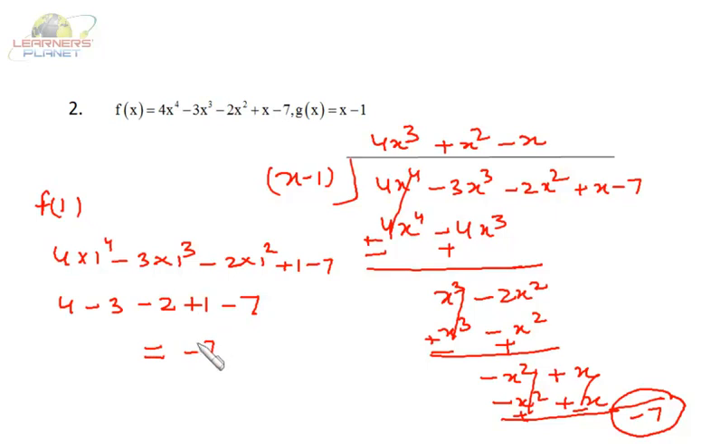So by this method also we are getting the remainder as minus 7, and from actual division we are getting the remainder as minus 7. Okay, so we have verified. Okay, let's take the next problem.